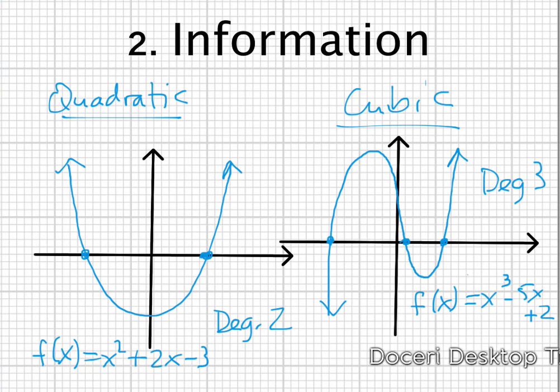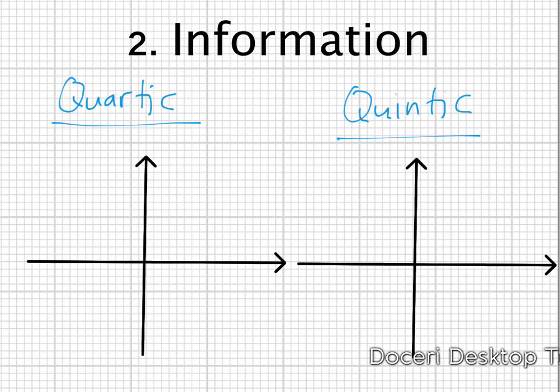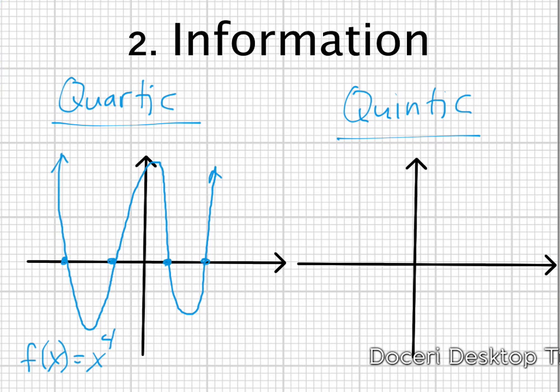The number of times we cross is the same as the degree. So if we look at a quartic, it should cross 4 times. So we'll pretend that this is the graph of f of x equal to x to the fourth minus 3x cubed minus 2x squared plus 7x plus 1. My degree here is 4. I crossed the x-axis 4 times.